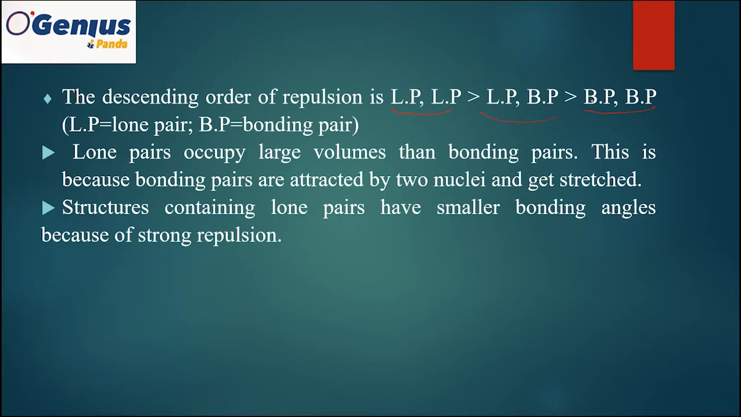So if you have two lone pairs, like here, they will be very far from each other to minimize repulsion. The distance between the two will be greater, of course, compared to the distance between a lone pair and a bonding pair. And the distance between a bonding pair and a bonding pair will be the smallest, giving us the smallest bonding angle.